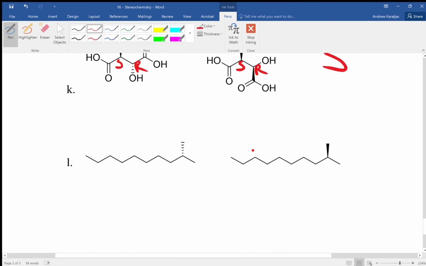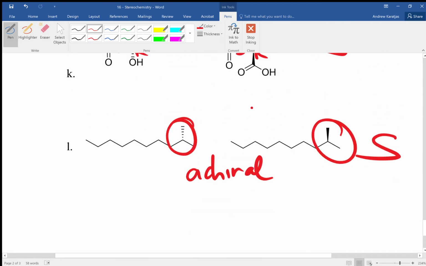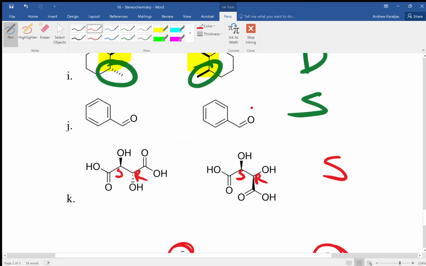In part L, this carbon's not chiral. It has two of the exact same group, two methyl groups. So these molecules are both achiral. Therefore, they're the same. And that's it.